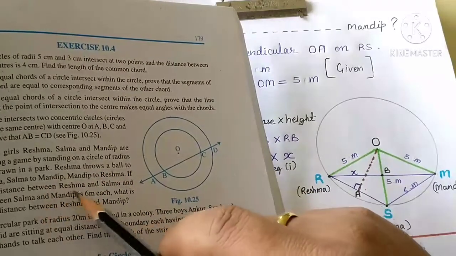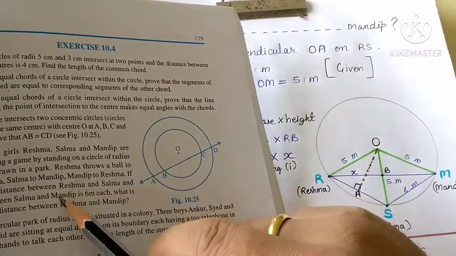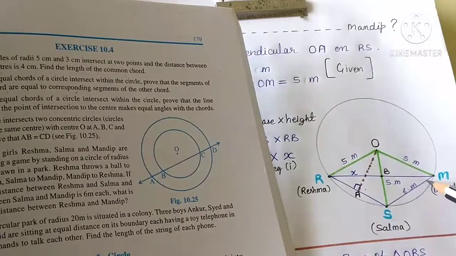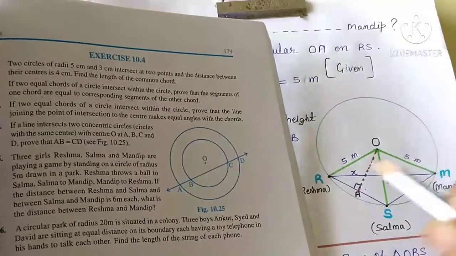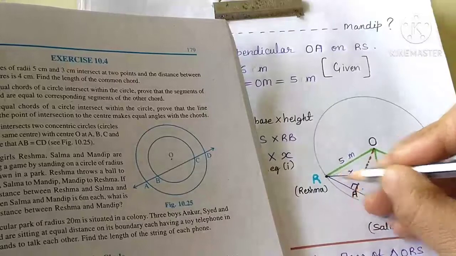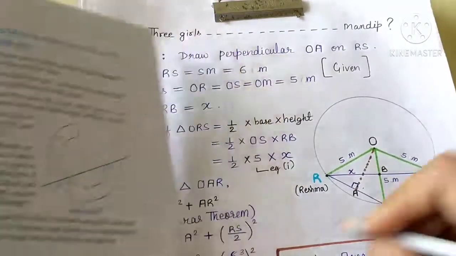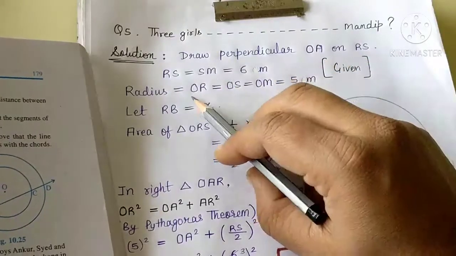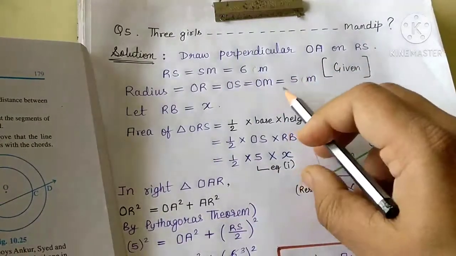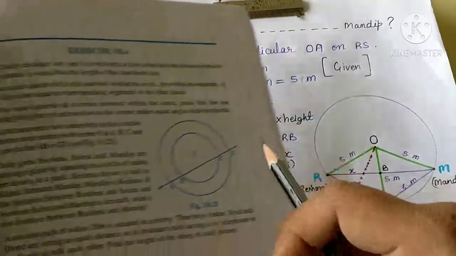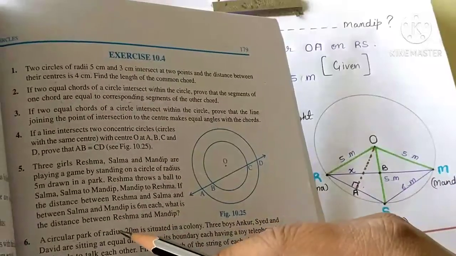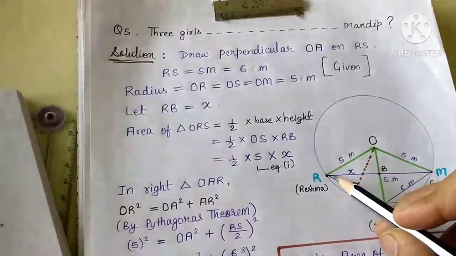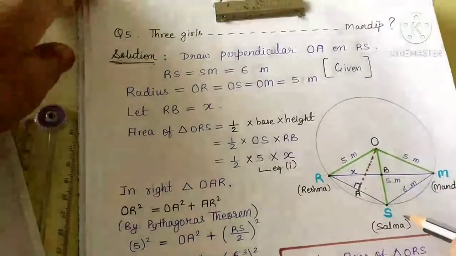If the distance between Reshma and Salma, and from Salma to Mandeep, is 6 meter each, it means RS equals SM equals 6 meter. And the radii OR, OS and OM equal 5 meter. So what is the distance between Reshma and Mandeep? They are asking the distance between R and M. Let's solve the question.